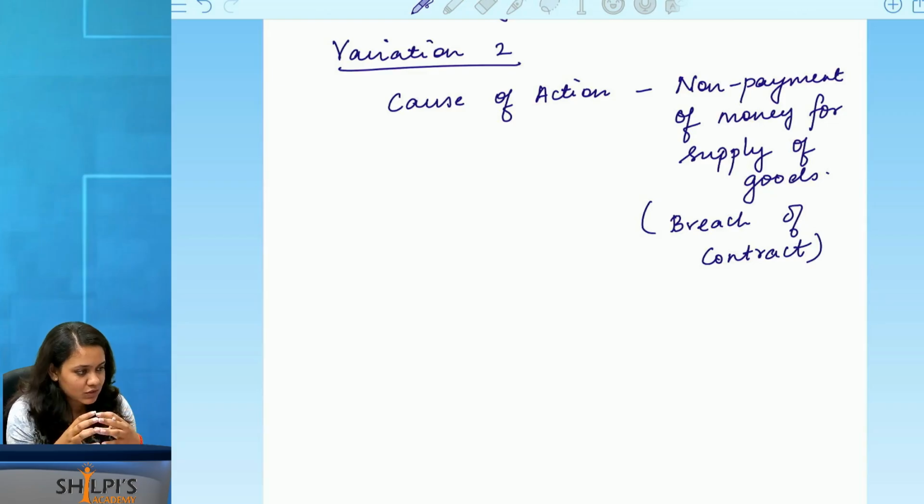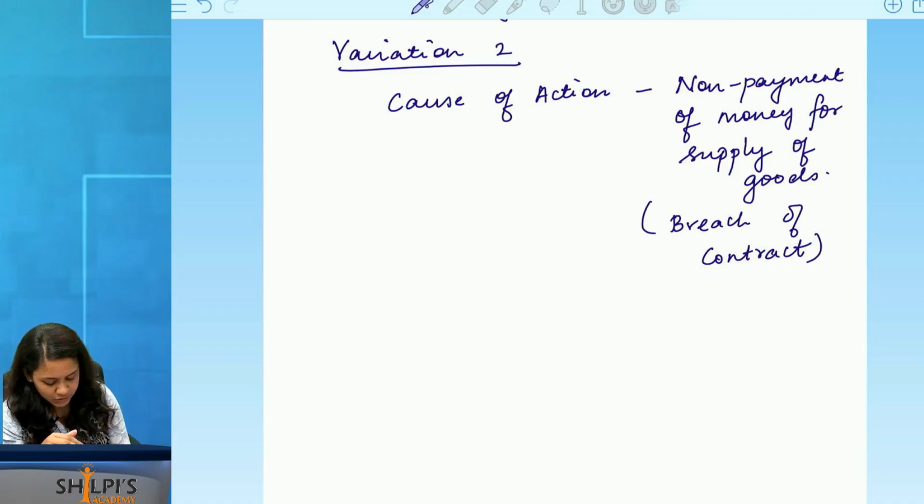Try answering this question. Which is the section relating to jurisdiction over movable property? Section 19. What is immovable property? 16, 17, 18. All others are 20, and pecuniary jurisdiction is section 15. Okay, fine. So technically this cause of action will come under section number 19 you have to look at.